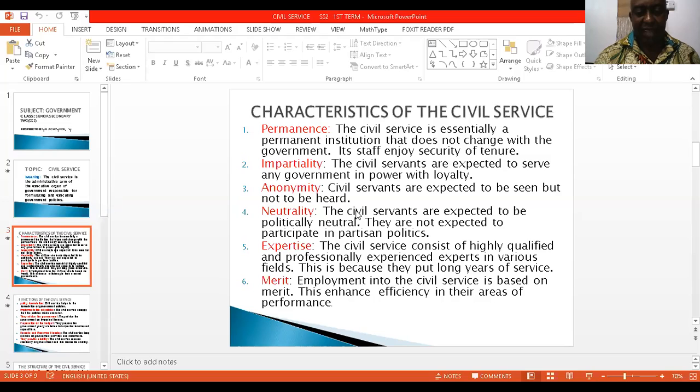Then we have expertise. The civil service consists of highly qualified and professional, experienced experts in various fields. Highly qualified professionals in different fields. So we believe that everybody is qualified and everybody is experienced. Even if you don't have experience, with time you gain experience and start doing one thing or the other in your various fields of endeavor. This is because they put in long years of work service. Some of them have served for 20 years. Imagine. Having been in a particular place for 20 years, the experience is there.